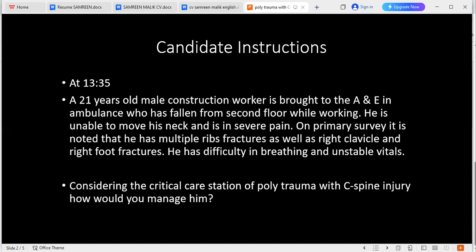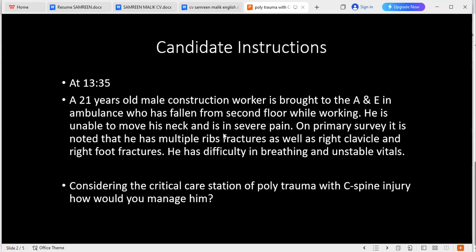Measures for breathing. I will assess breathing by seeing the patient's respiratory rate and chest expansion, and whether there are any obvious chest wounds or lacerations. The patient has multiple rib fractures, and the patient is complaining. So how would you go about and manage that?